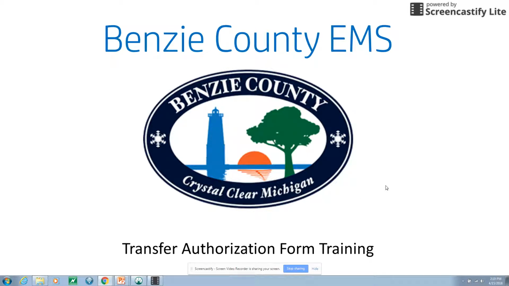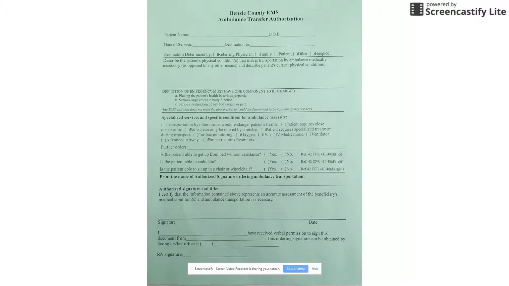Hello and welcome to the Benzie County EMS training on our transfer authorization form. This form you'll see as displayed was recently changed to green to help identify it with the transfer packets going out of Paul Oliver Memorial Hospital ER.